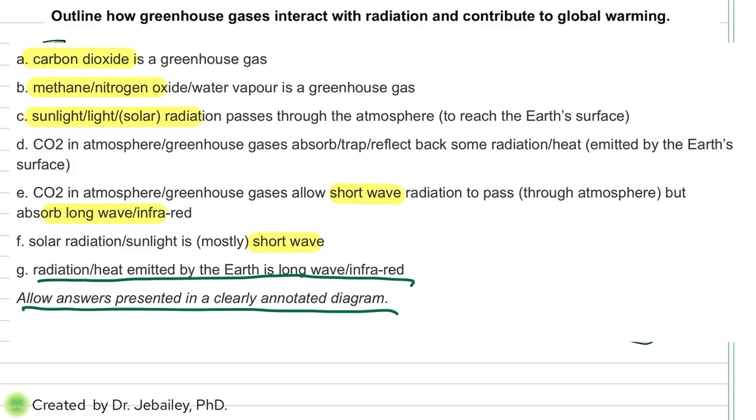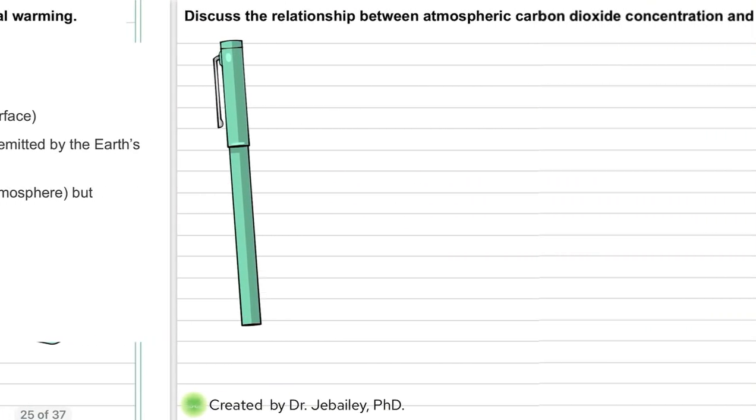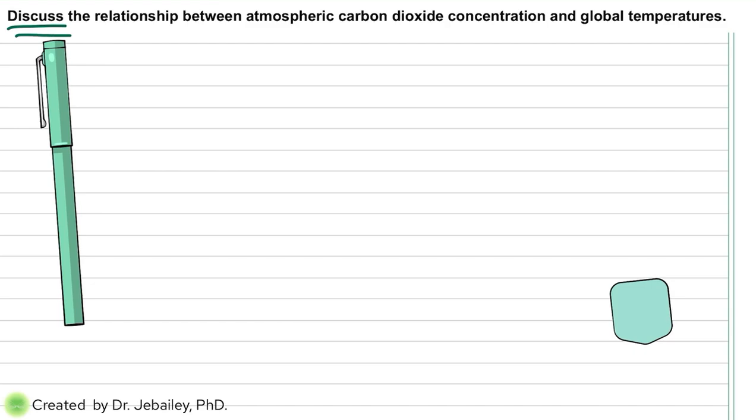Give the examples of the gases, talk about the short wave coming from the sun, talk about the long wave coming from the earth, talk about the greenhouse gases absorbing the long wave and that causing the temperature to rise. Now here, discuss the relationship between atmospheric carbon dioxide concentration and global temperature.